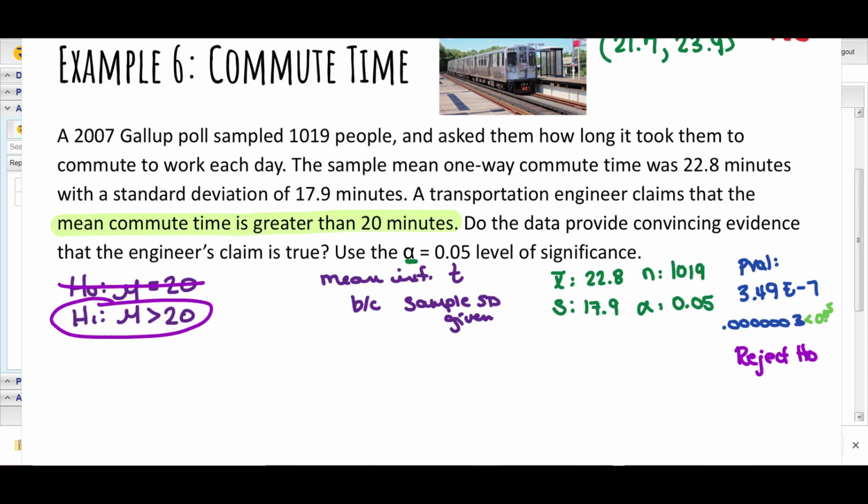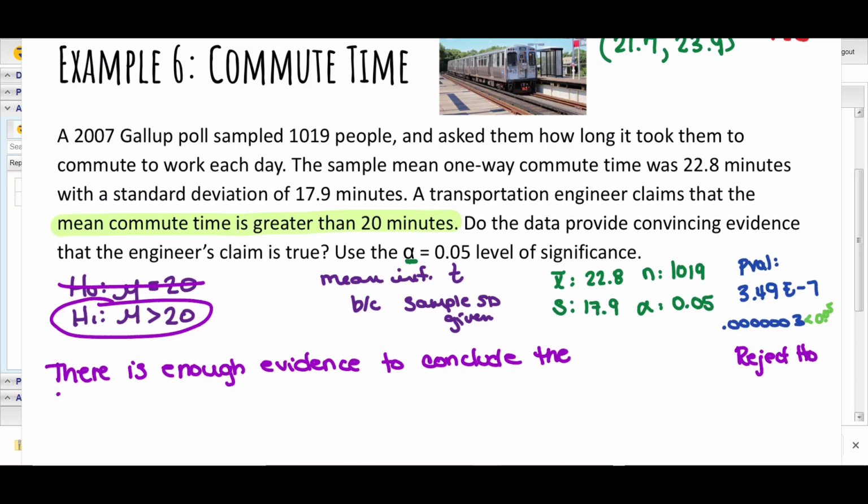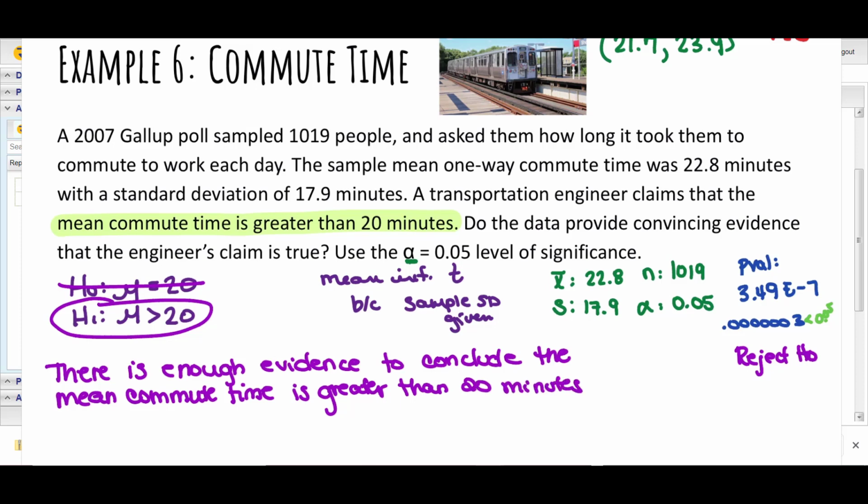And so if we reject the null, we would say there is enough evidence to conclude the mean commute time is greater than 20 minutes. And we said up here, this whole thing is greater than 20, so that means this agrees.